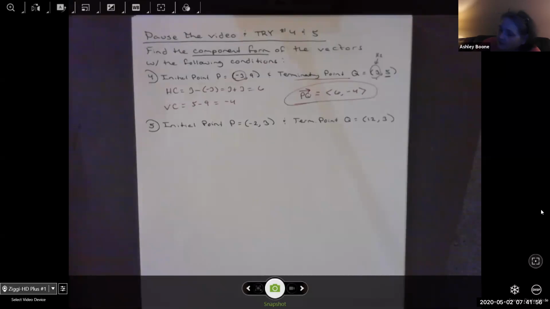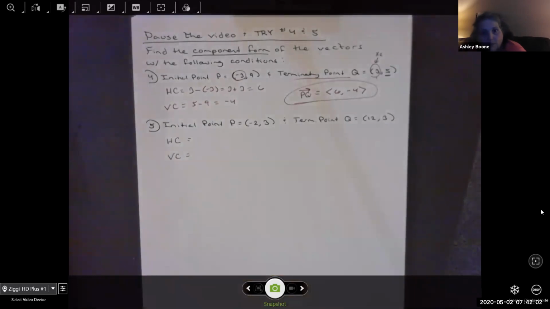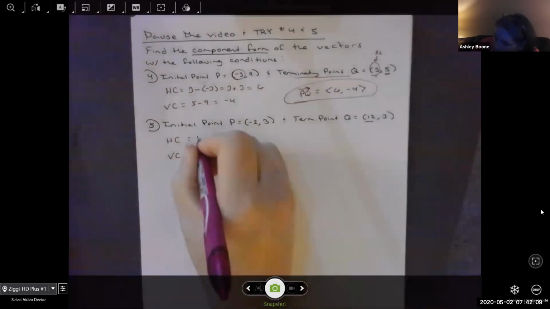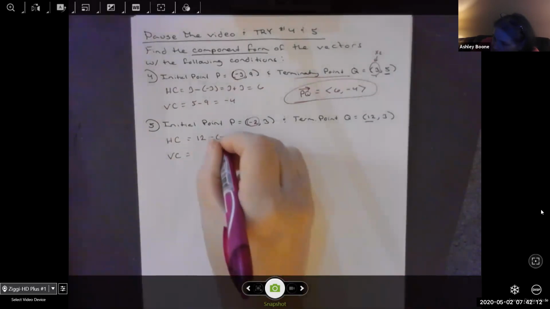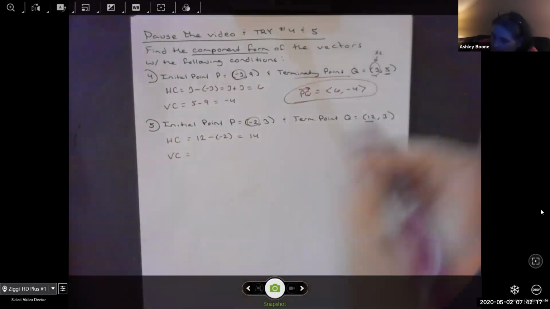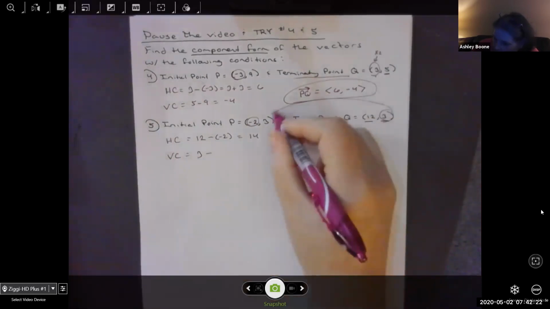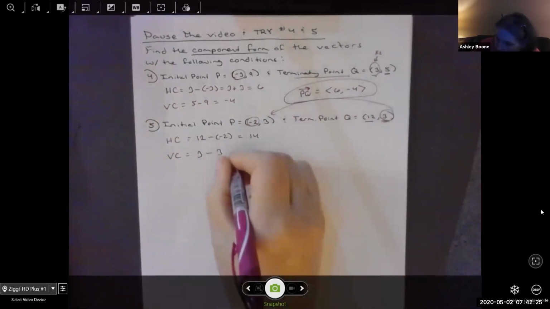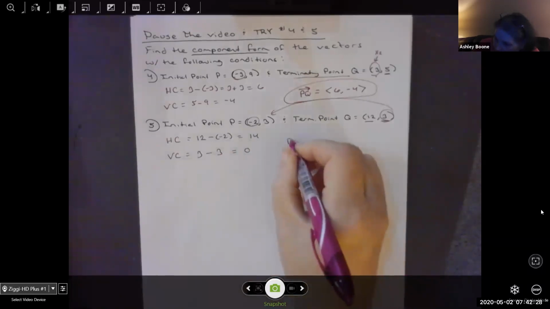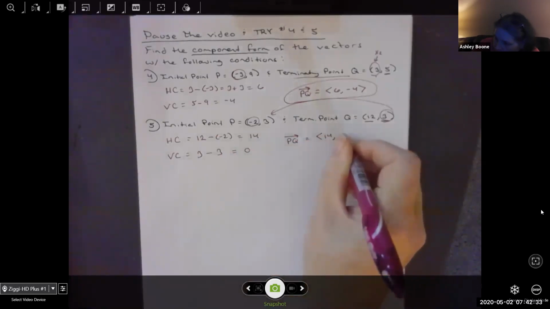The next one, horizontal component and vertical component. Remember, when you do the difference, always start with where you end minus where you start. So we're ending with an x value of 12. We're starting with an x value of -2. 12 minus -2 is 14. We're ending at y of 3, subtracting the starting y value of 3. 3 minus 3 is 0. So this vector PQ in component form is 14, 0.